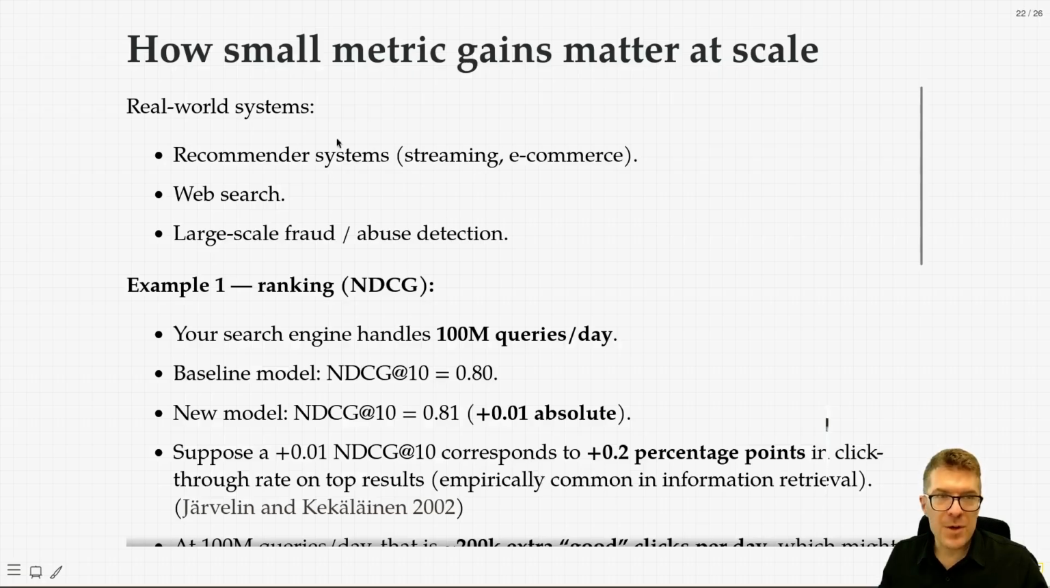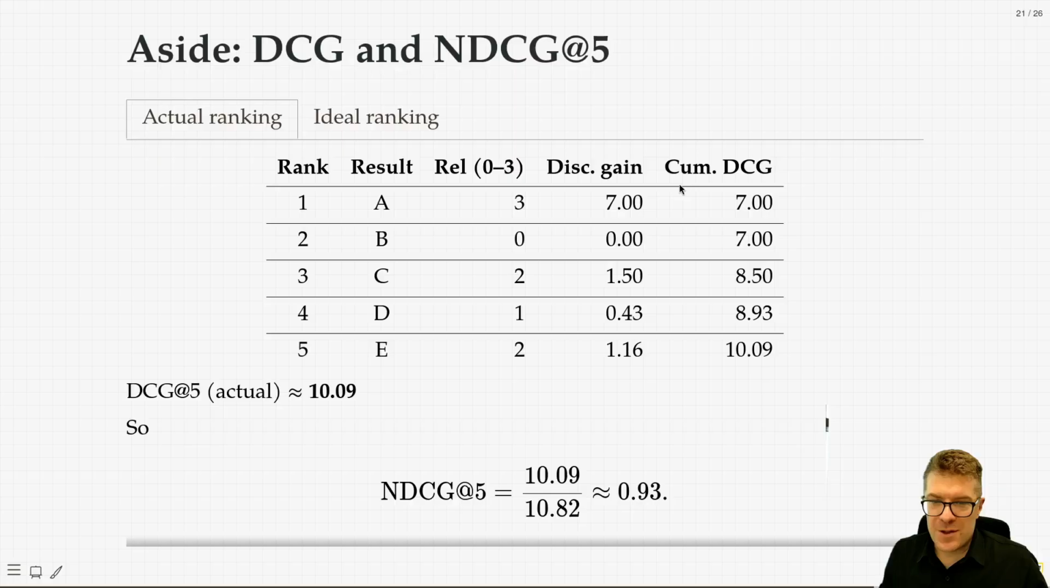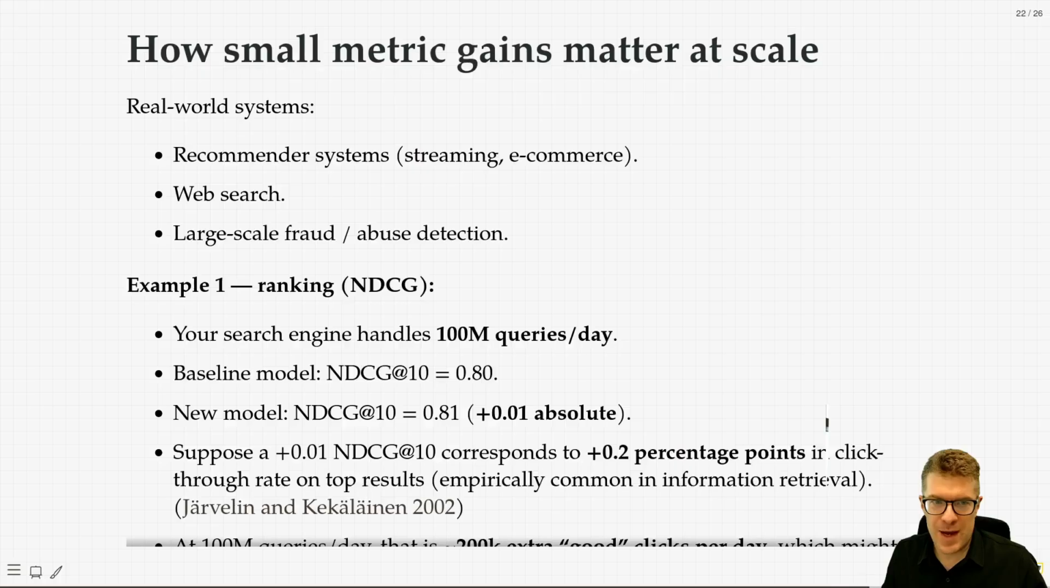So here we are. These small metric gains: the difference between 10.09 in our case and 10.82 in the ideal case might be a small difference, and does it actually matter? So let's consider these real world systems. We have recommendation systems, in particular web search. We talked a lot about large scale fraud, abuse detection, and so on. So let's dig into a hypothetical scenario, which is nevertheless somewhat realistic.